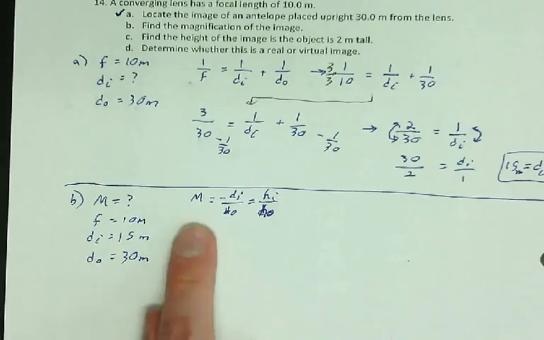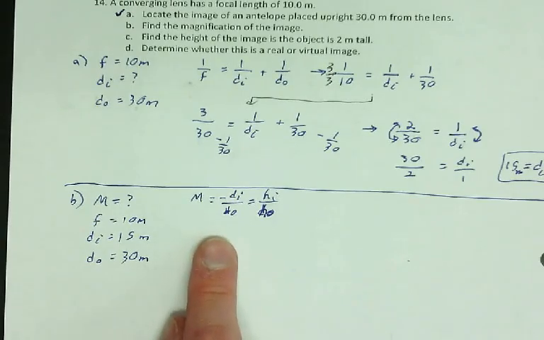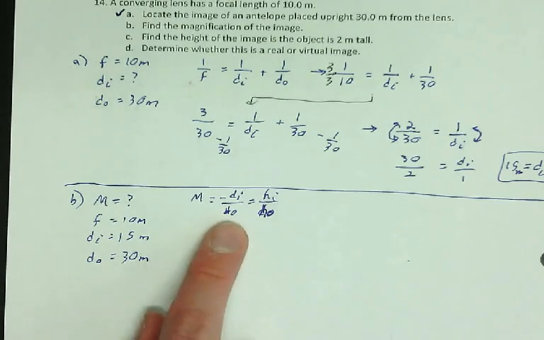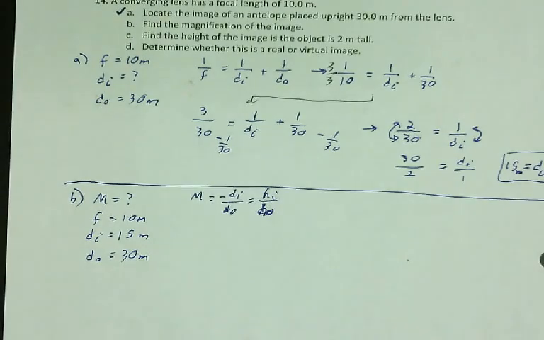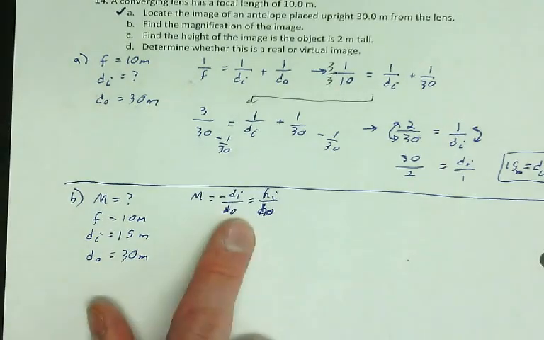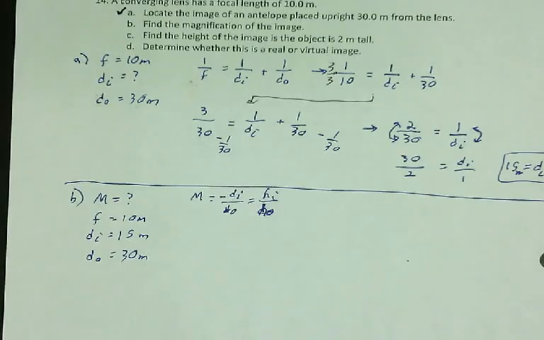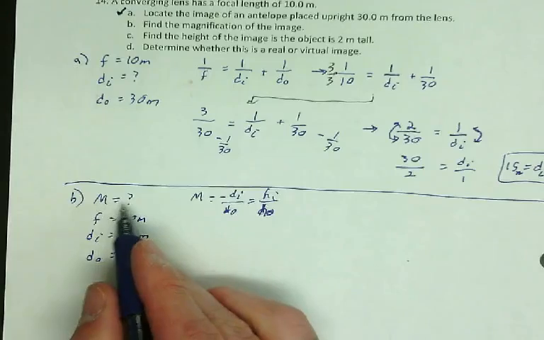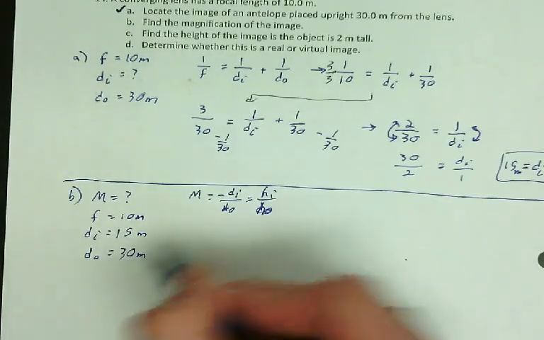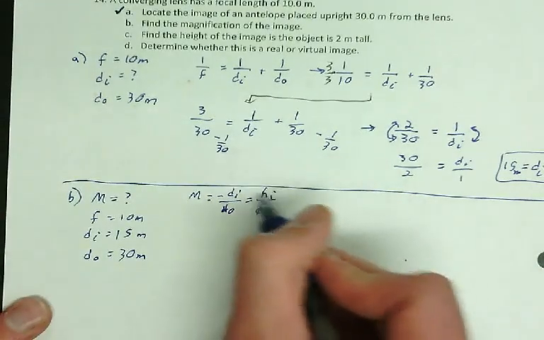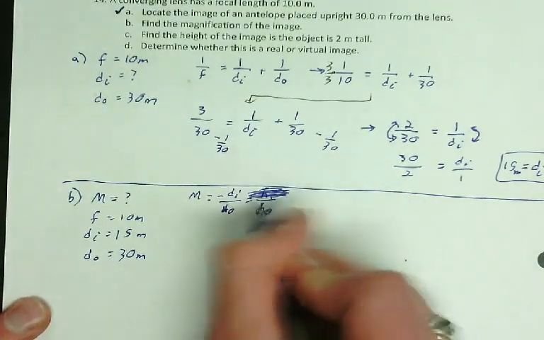So, how do I do this double equal sign business? Here's how you do it. It's really two equations. It's m equals negative di over do, and it's m equals hi over ho. But rather than write two equations that'll confuse you, I just wrote it as one equation. And here's how you do it. You look at what are you solving for, what do you know, what are you trying to find. So I'm trying to find m, so I got to leave m alone. And I have di and do, and I know nothing about hi and ho. So, cross them out.